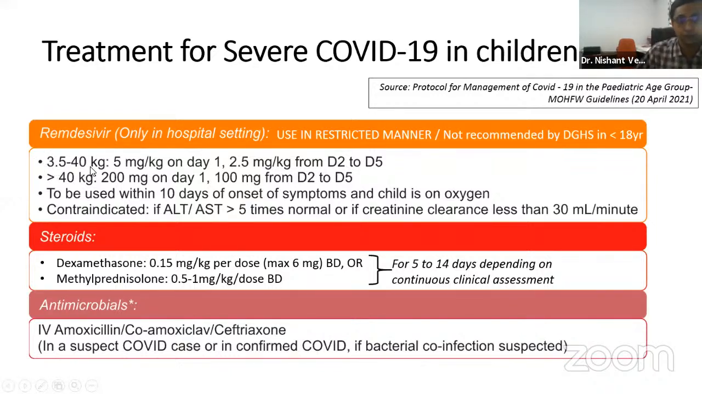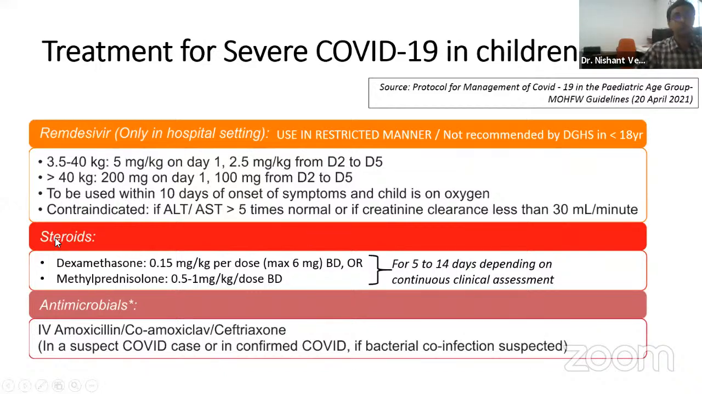Dose is, for 3.5 to 40 kg, 5 milligram per kg on day 1 and 2.5 mg per kg from day 2 to day 5. For children who weigh more than 40 kg, the dose is 200 mg on day 1 and 100 mg from day 2 to day 5, which is the adult dose as well. Use it within 10 days of onset of symptoms and in the child whose oxygen parameters are worsening rapidly, or if the child has severe COVID pneumonia. It is contraindicated if AST and ALT are above 5 times the upper limit of normal, or if the creatinine clearance is less than 30 ml per minute.